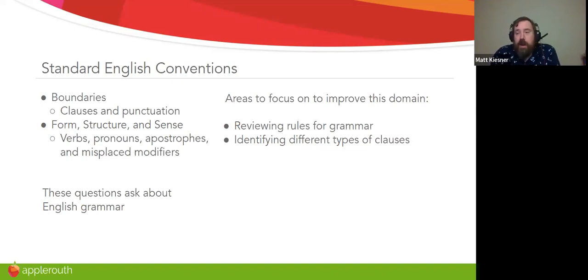So we're reviewing the rules of grammar, being strong on the uses of commas, semicolons, and colons, and knowing which ones are interchangeable and which are not, being able to identify different kinds of clauses. And then, just like for the form, structure, and sense, working on trying to find the subject of a verb or the antecedent for a pronoun, or being comfortable with apostrophe usage. There are very few ideas tested on the standard English conventions on this test, especially compared to the old SAT or the ACT, which has a lot more rules.